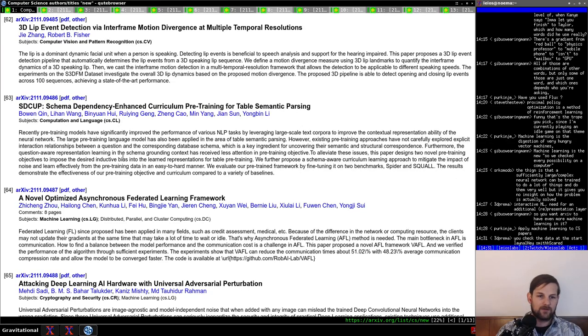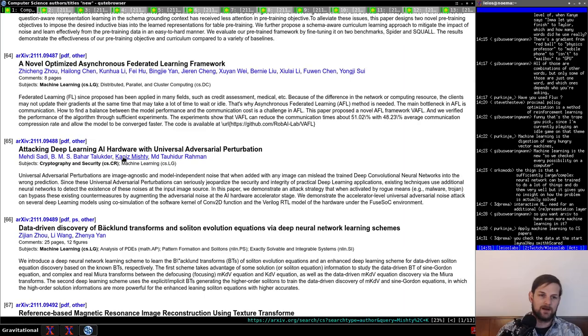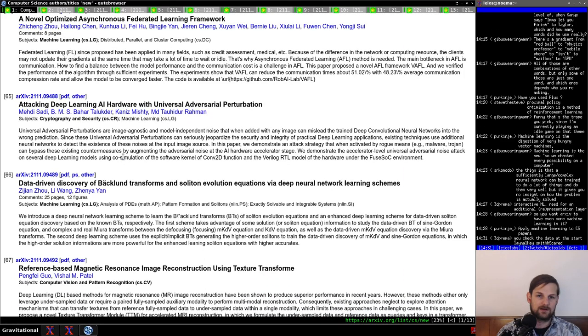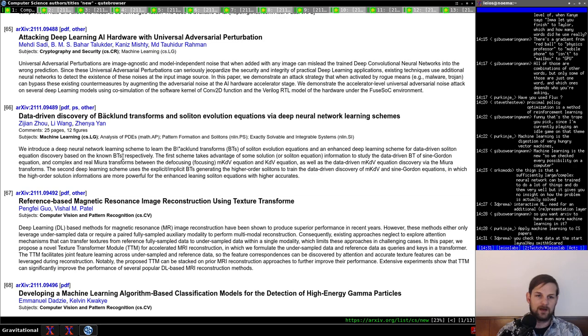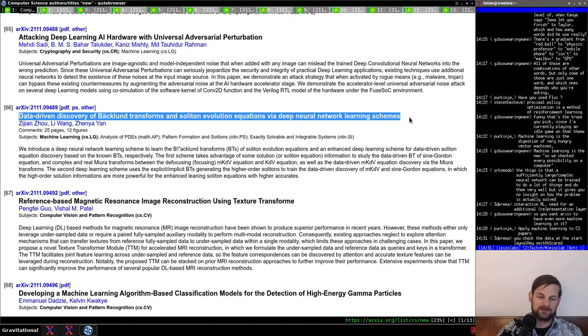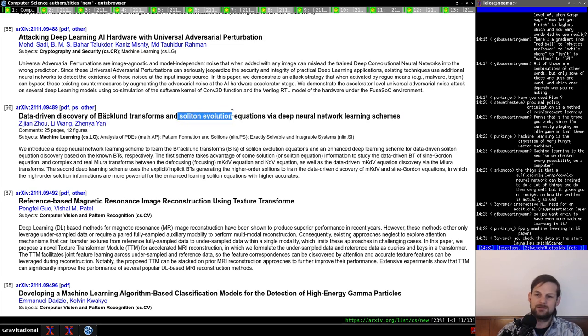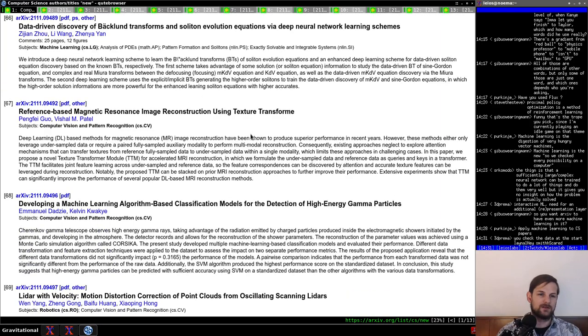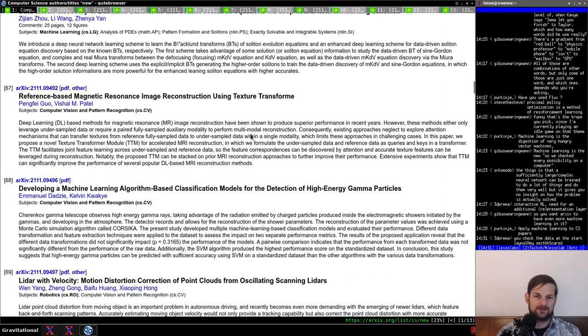Okay. So novel optimized asynchronous federated learning framework, attacking deep learning AI hardware with a universal adversarial perturbation, data-driven discovery of Bäcklund transforms, and soliton evolution equations via deep neural network learning schemes. See, this is what I'm talking about. This type of stuff sketches me out because I know you can do soliton evolution super easily with PDE solving, so why are you putting specifically deep neural networks in there? I don't know. It makes me a bit worried.